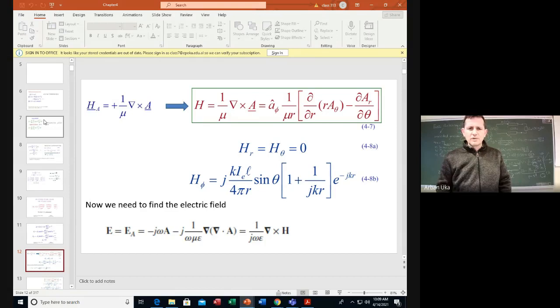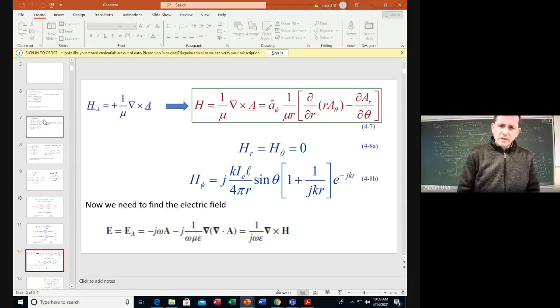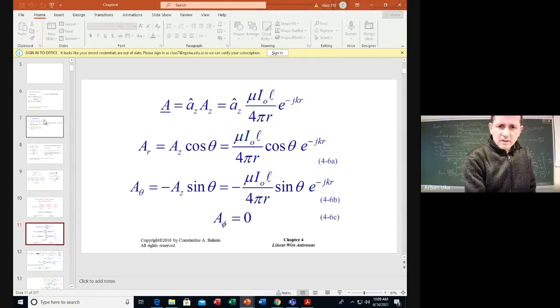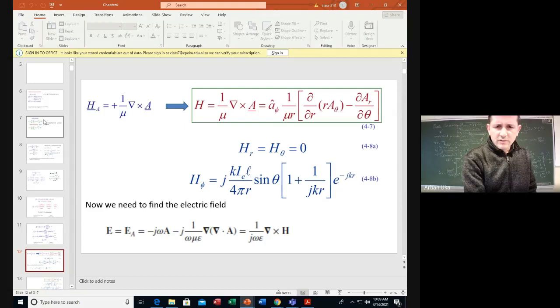That's why in this curl operator, which is a del operator cross product with the vector A, we don't see the derivative with respect to phi at all. We can also see that A has the component along AR, A theta, and A phi is 0, so it looks like now we can find what is HR, H theta, H phi. So this is what we get here.